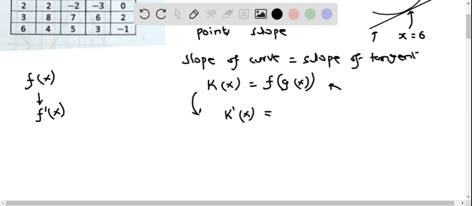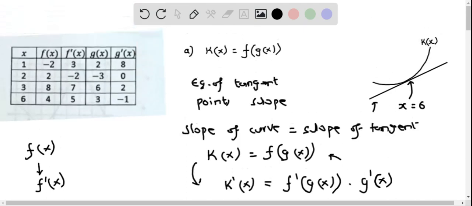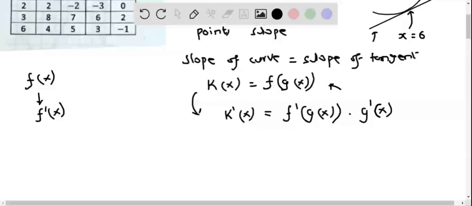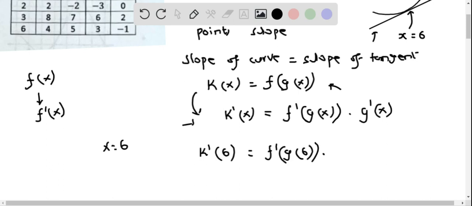Here it is a composite function, f of g of x, so I have to use the chain rule. First I put f prime of g of x and then multiply with the derivative of the inside part, g of x. Its derivative is g prime of x. And since we have to determine the slope of the curve at x equal to 6, we plug in x equal to 6, so that we get k prime of 6 equals f prime of g of 6 times g prime of 6. Replace all x by 6.